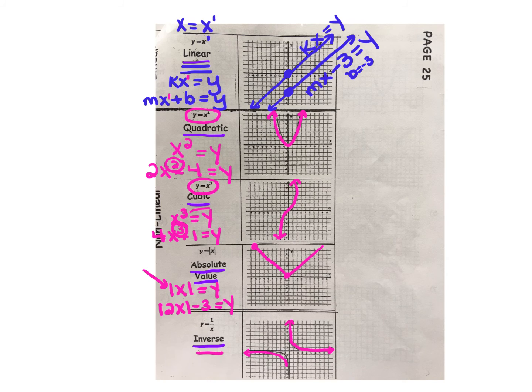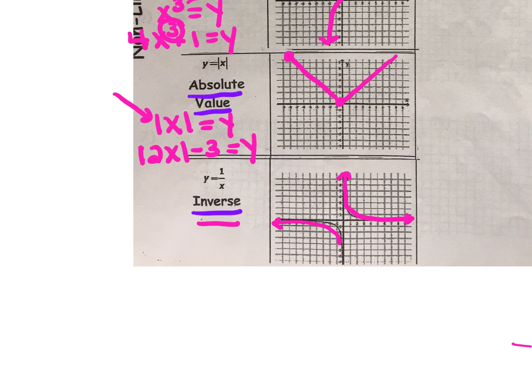And lastly, we have our inverse function. The parent function here is 1 over x to the first power equals y. We see that x is in the denominator. We know it can be written this way: x to the negative first power equals y. But nevertheless, when we have either case present, we know it's an inverse function. This happens to be the parent function for the inverse function. It is the most basic way we can write it.